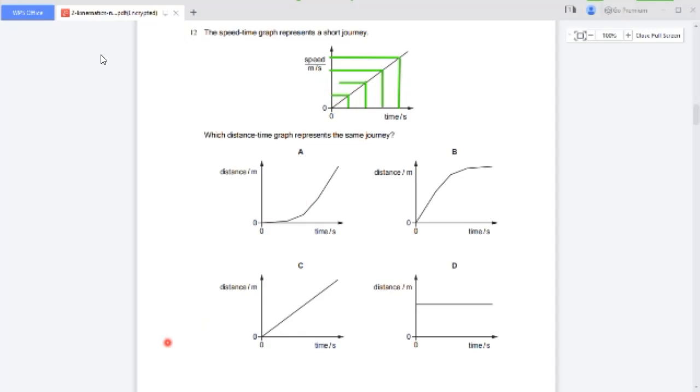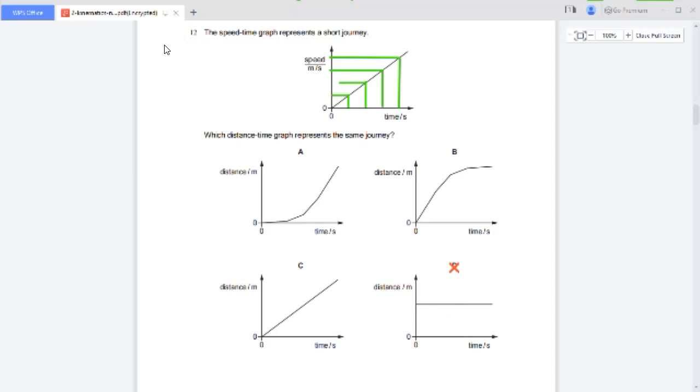Okay, so let's see the graphs one by one. Let's move to D part first. In case of D, with the passage of time distance is not increasing or decreasing, distance is fixed. So when there is a fixed distance, with the passage of time distance is not changing, it means the object is in a state of rest. So this option is incorrect. Object is not in a state of rest, object is moving with uniform velocity.